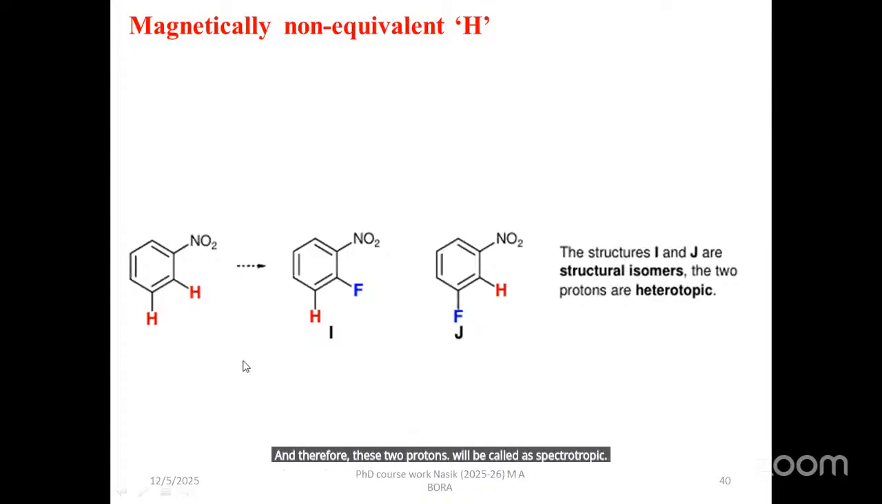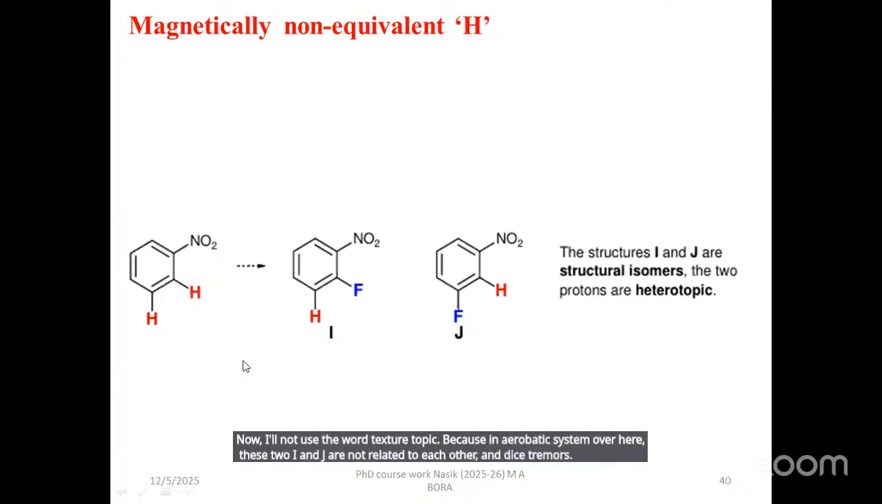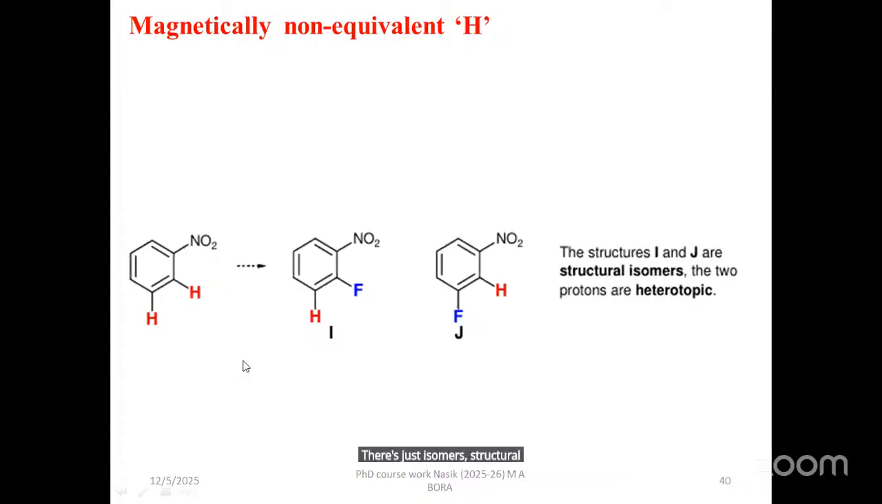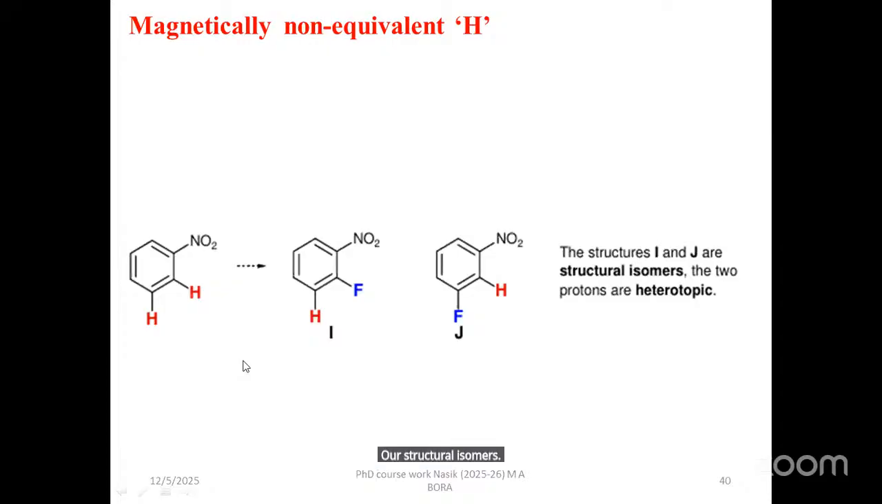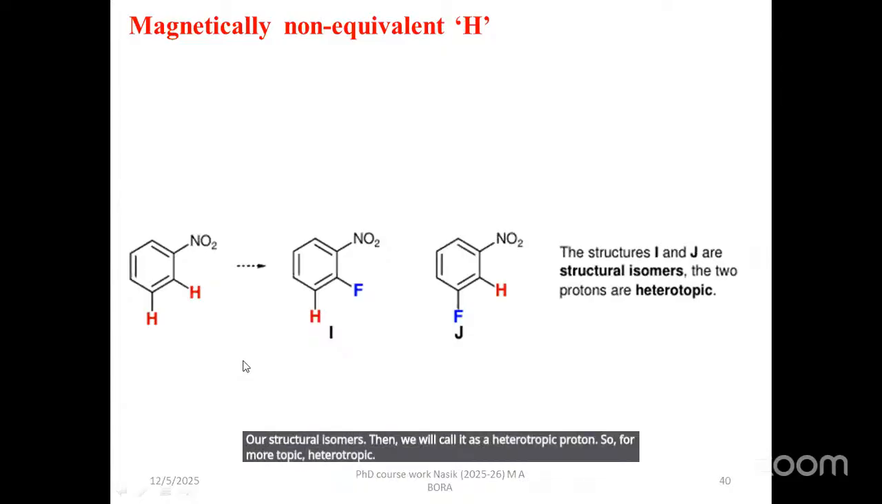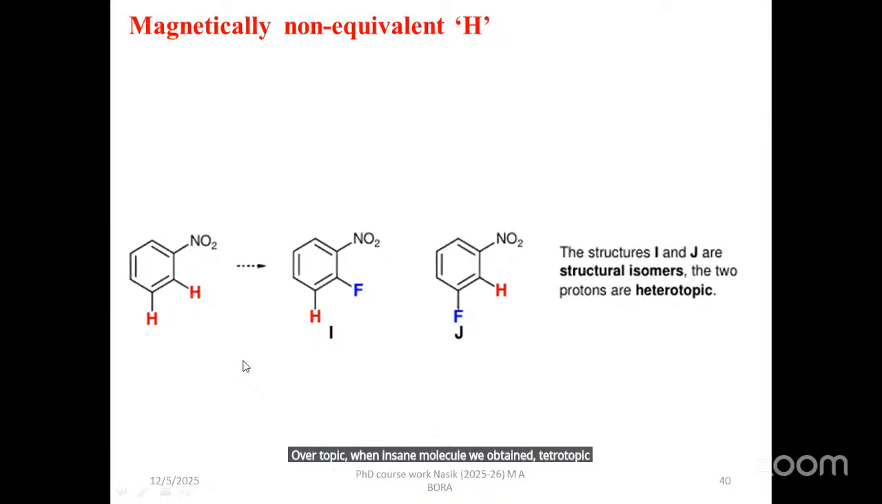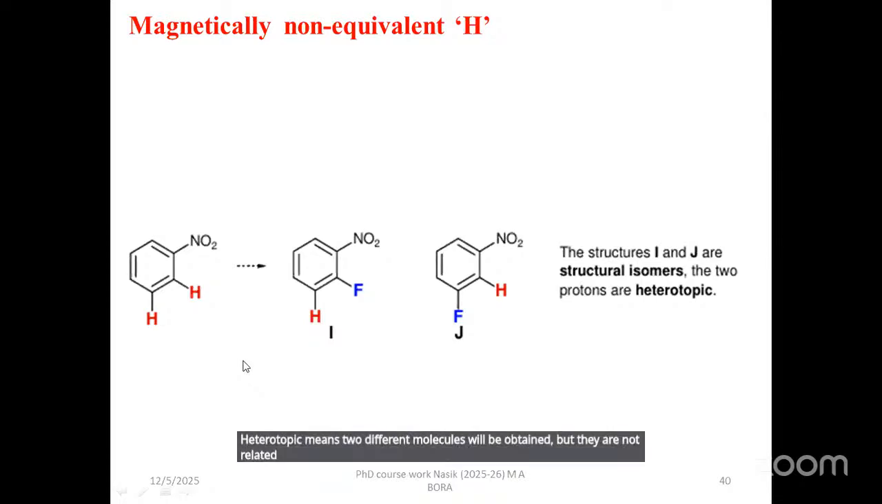I will not use the word stereotopic here because in this aromatic system, I and J are not related to each other as diastereomers. They are just structural isomers of each other. Therefore, these two protons will be called heterotopic protons. So something which is not generating diastereomers but structural isomers, we call a heterotopic proton. Homotopic means the same molecule will be obtained. Heterotopic means two different molecules will be obtained, but they are not related as enantiomers or diastereomers. Then we call those two protons heterotopic protons.